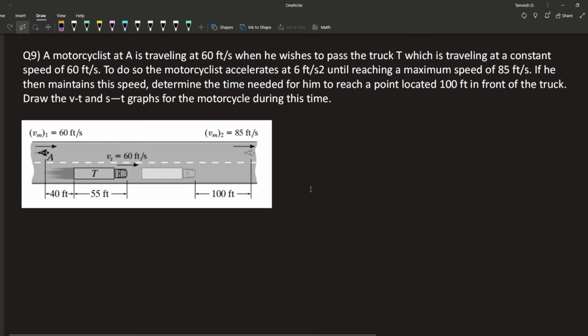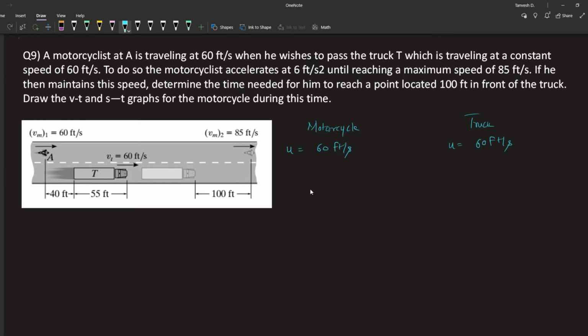Next question. So what is given in this question is that a motorcyclist is traveling at a speed of 60 feet per second. So this is the motorcycle. The initial speed of this is 60 feet per second, and he wishes to pass the truck which is traveling at a constant speed of 60 feet per second. So there is a truck which is ahead of the motorcycle, and again it is traveling at a constant speed of 60 feet per second.